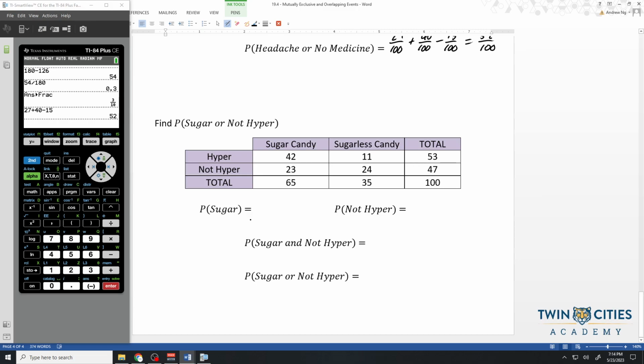So what's the probability that I pick someone at random that had sugar? So 65 kids had candy that had sugar in it out of the 100. Okay, now what's the probability that I select someone that did not get hyper? They weren't bouncing off the walls. Well, there's 47 of those out of the 100.